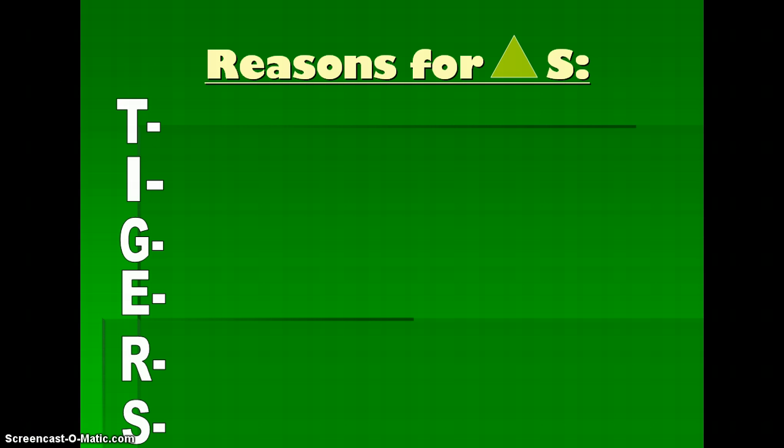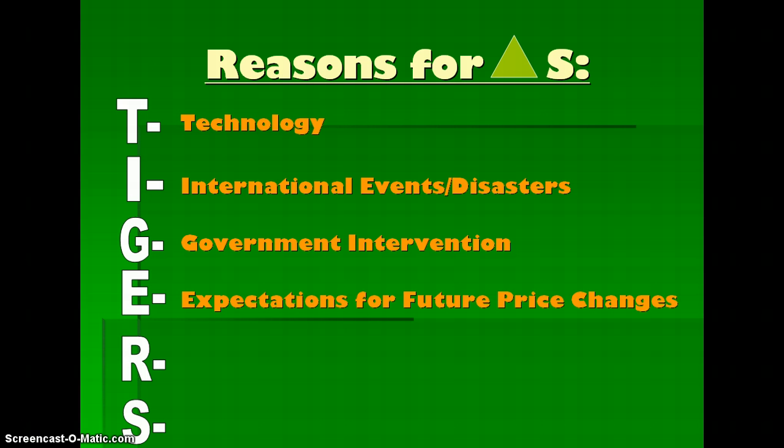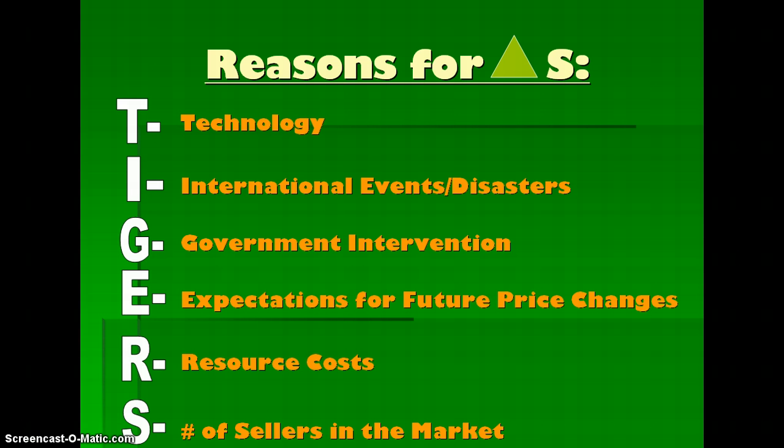All right, a good way to remember the different supply shifters is to remember the acronym TIGERS. Okay, an acronym is where you take the first letter of every word and use that to help remember some phrase or some formula, or in this case, the 6 supply shifters. So let's start with T. T stands for technology, I for international events and disasters, G for government intervention, E, expectations for future price changes, R, resource costs, and S, the number of sellers in the market. We'll go over each one of those in just a second.